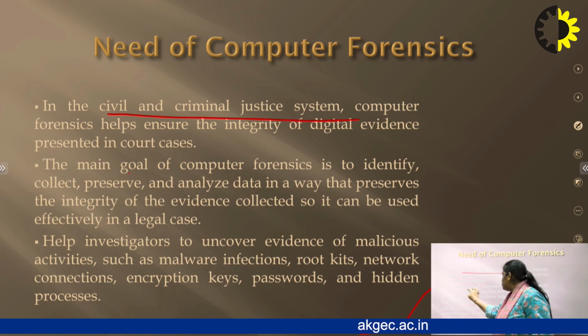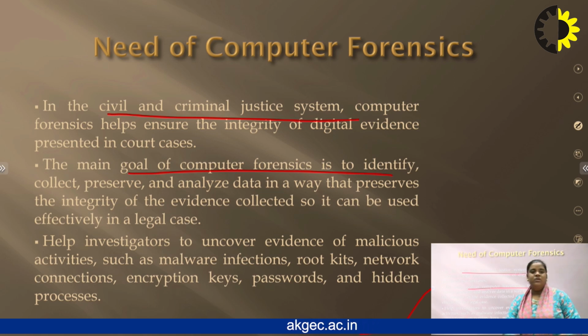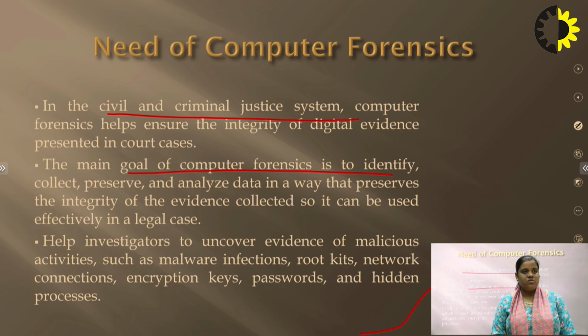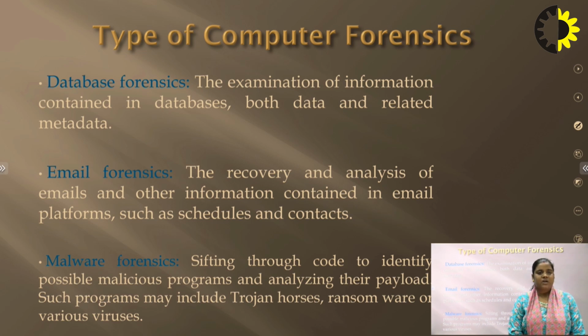In the second approach, what will be our second goal? Just like if our system crashes or the hard disk crashes, to retain the data we can use the concept of computer forensics. These are the main two approaches related to the goal of computer forensics. Then we will discuss the types of computer forensics, or how many types of computer forensics exist to collect evidences. The first type is database forensics.